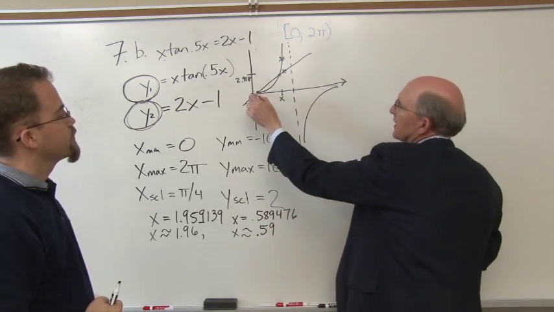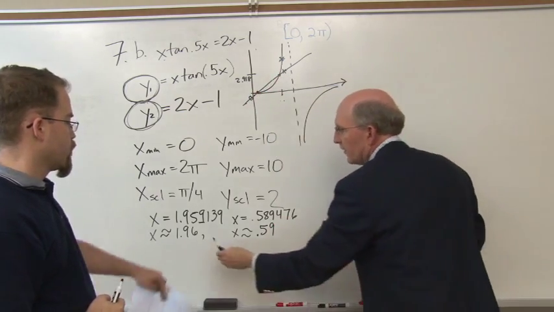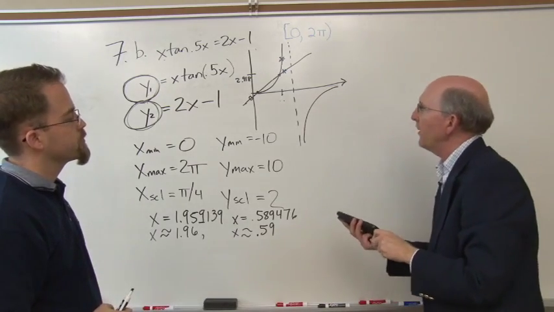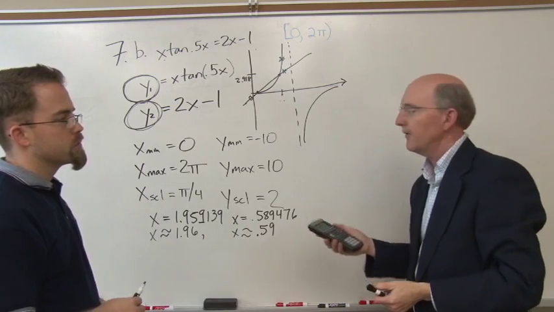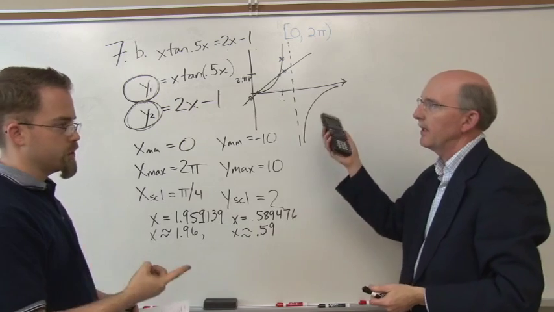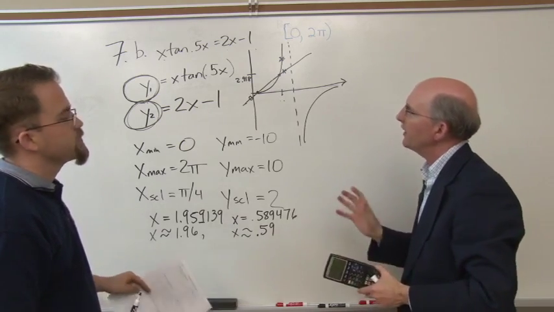So that makes sense. This is close to 0 at 0.59, and this one is a little more than half a pi. Yeah, a little more than half a pi. Very good. So we showed you, class, 2 ways of solving using the calculator: solving zeros and intersections.